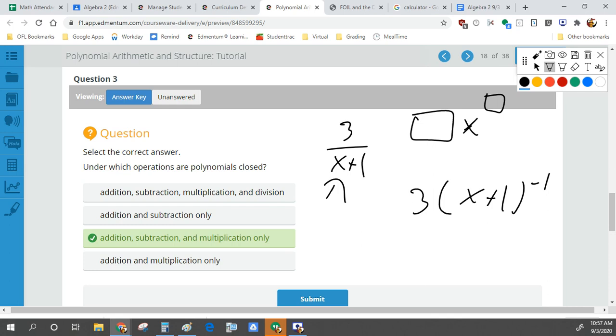Does it kind of make sense why division doesn't work for closure? Anybody? It's okay if it doesn't. I just want to get an idea. Does it make sense why we can't divide and still get a polynomial? Hello? Are you guys there?